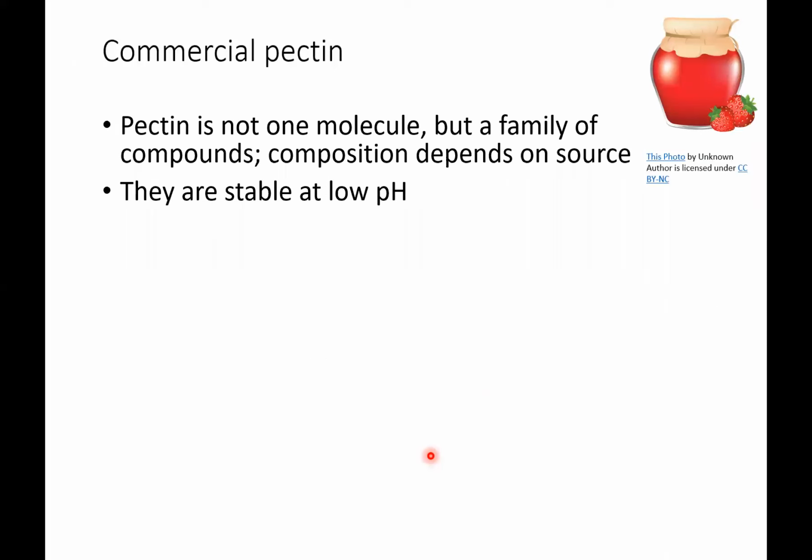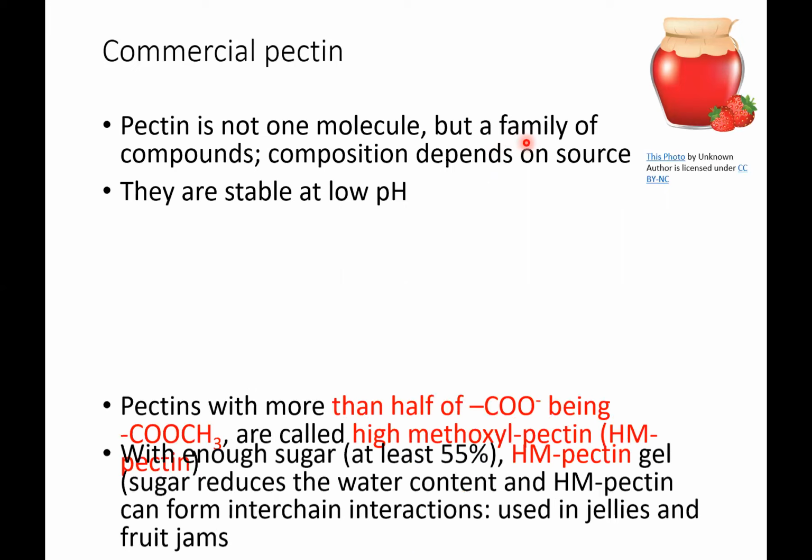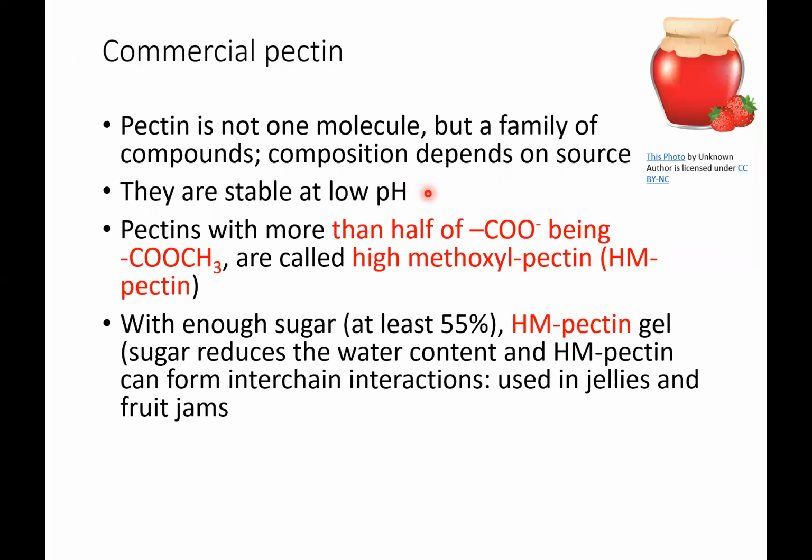But it really is a family of compounds. It's not just one, it's a family. So we have various different options. It's stable at very low pH. So with pectins, if more than half of them are ester groups, you talk about high methoxyl pectin, HM pectin.